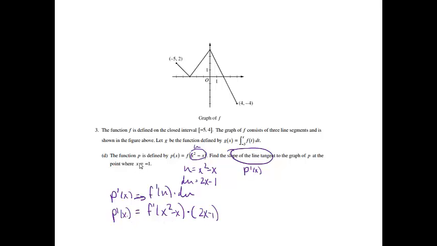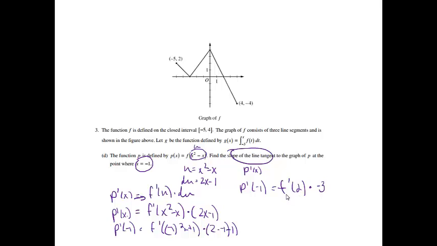Just like we did in that last problem, we want to find it at the point where x equals -1, so we're going to be putting -1 in for our x's. So p prime of -1 is equal to f prime of -1 squared minus -1 times 2 times -1 minus 1. Okay, so this is going to be equal, -1 squared is 1, 1 plus 1 will be 2. So we want to find f prime of 2 times 2 times -1 was -2 minus 1 is -3.